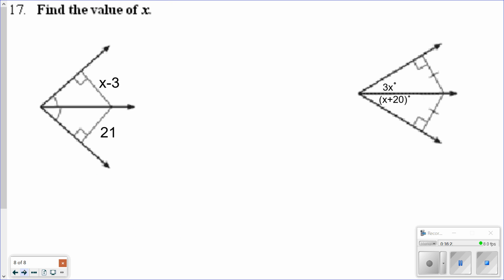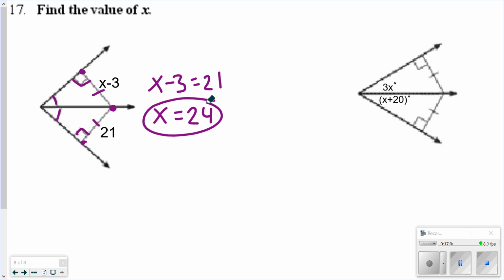And for our last problem here, we want to solve for x. All right, so if I look at this first diagram here, I notice that these angles are congruent and these are perpendicular, which means I have an angle bisector. If I have an angle bisector, this point is equidistant from these points here, meaning that those two segments are congruent. So to solve for x, I just need to set these two equations equal to each other. So x minus 3 is equal to 21. I'm going to add 3 to each side. So x is equal to 24.